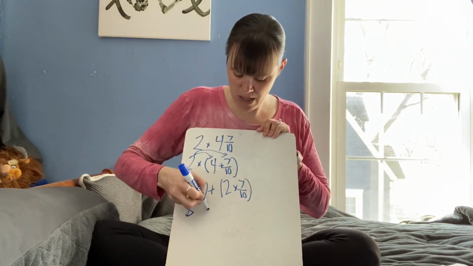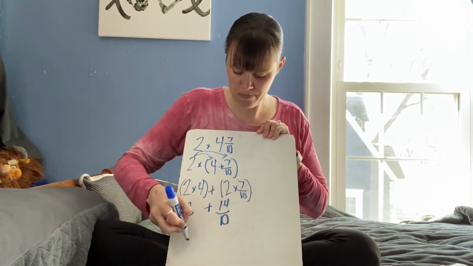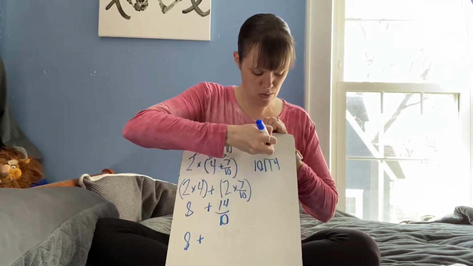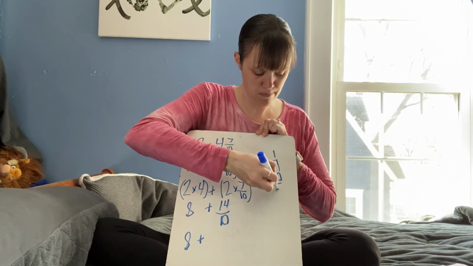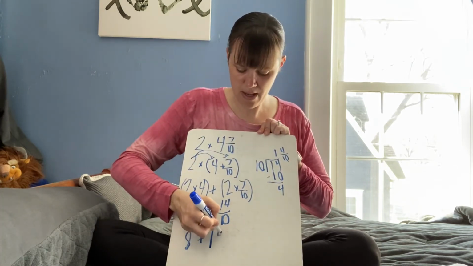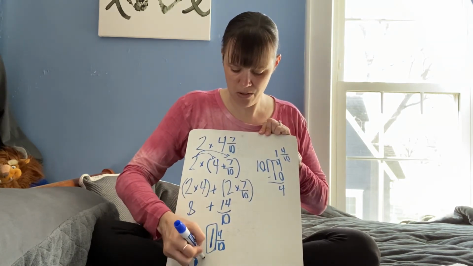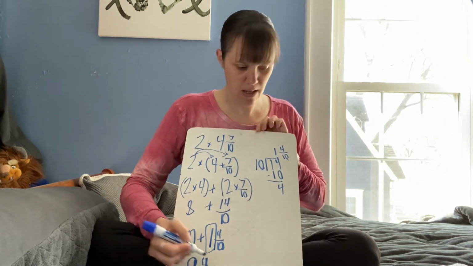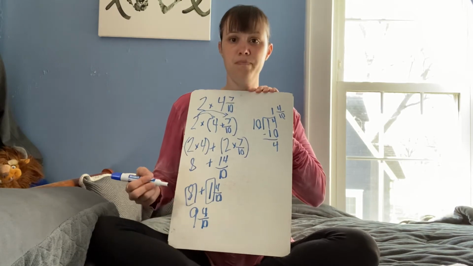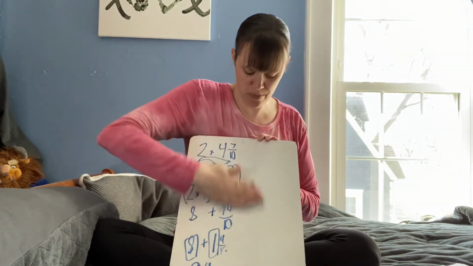2 times 4 is 8, plus 2 times 7 is 14/10. 8 plus 10 into 14 once. So we have 1 and 4/10. Add those together. I know you can't see it. I'll move it in a second. I get 9 and 4/10. Look at that. We're already on the back, and we only have 5 more problems to go.